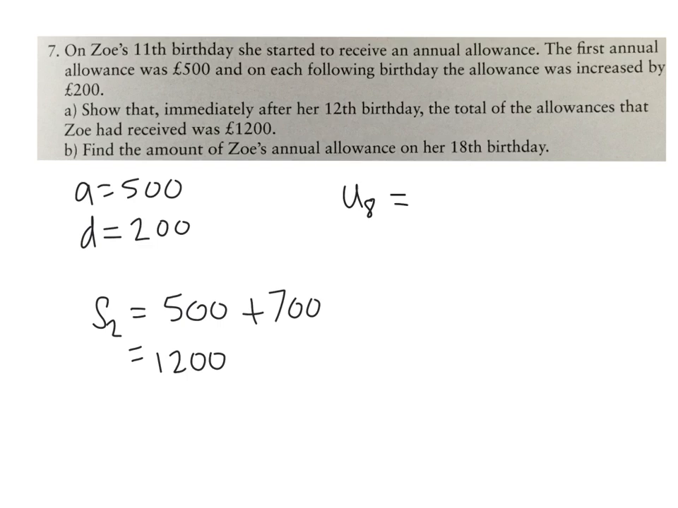So the 8th term was A, 500, plus n minus 1, which is 7, times d, which is 200. So that's 1400 plus 500, which is £1900.